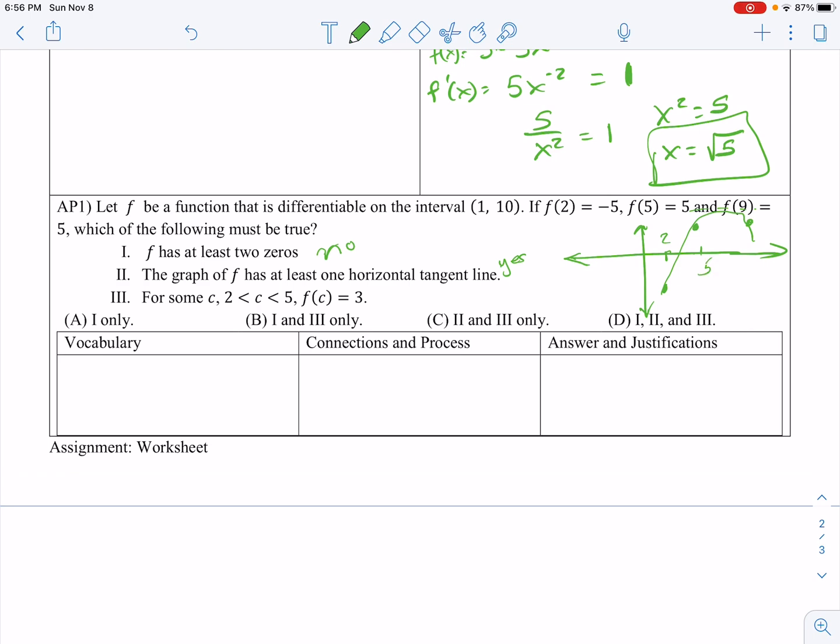For some c between 2 and 5, f prime of c is equal to 3. Well, let's see, would that be true? So 5 minus a negative 5 over 5 minus 2 is 10 over 3? No. So I'm going to have to say 2 only.